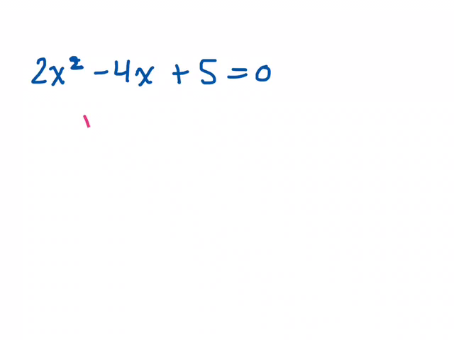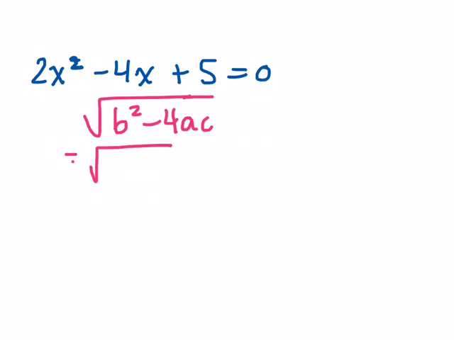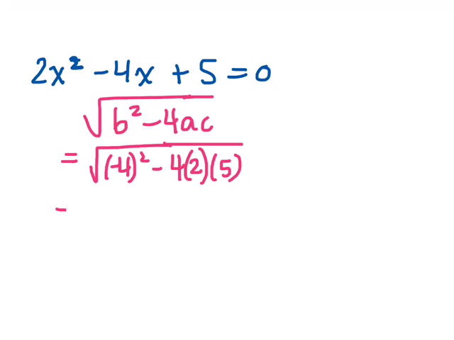Okay? What did you get for the last one? b squared minus 4ac. b is -4, squared, minus 4 times a, which is 2, times c, which is 5. What is the answer? Okay, when we simplify this, we get -24.